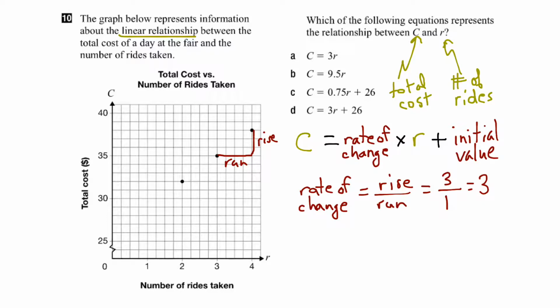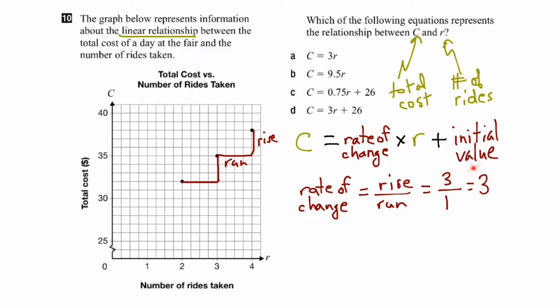The rate of change should be constant in a linear relationship, so we can verify that. If I started from this point here and went from 2 to 3, that's 1 unit as a run, and then up 1, 2, 3 for a rise to get to the next point, we can see that the rate of change is constant.